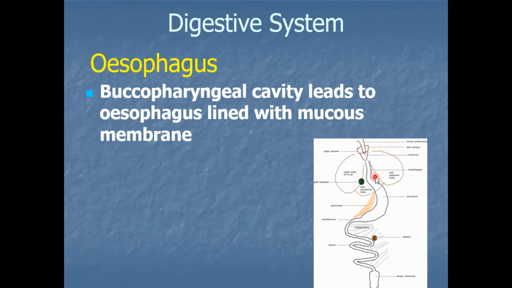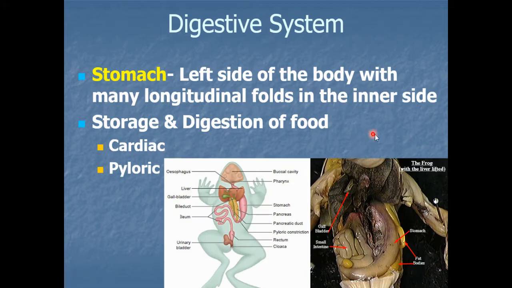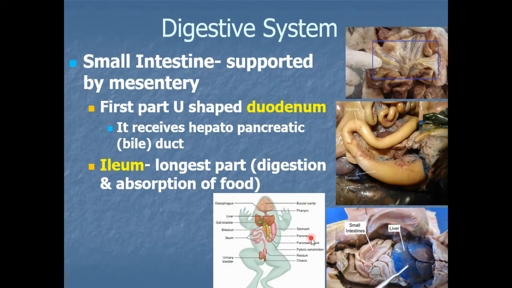The next part is the esophagus. It is a short cavity. Then esophagus leads to stomach. This is the stomach. You can see the enlarged portion, known as the cardiac stomach, and the shorter pyloric stomach. Stomach is located at the left side of the body in the frog. And this stomach leads to small intestine.